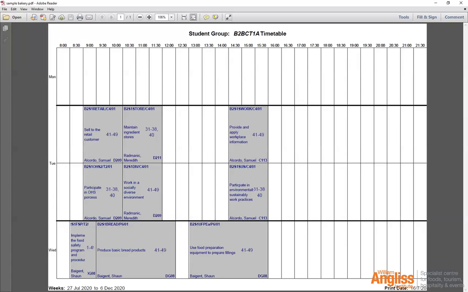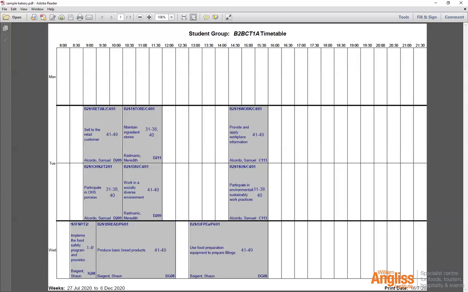When we're looking at the Wednesday, you can see there's 4 hours and 3 hours. These classes are generally practical classes, so you'll need to go to the classroom or the kitchen as such. In this particular example, the room is DG08. You can see you're doing basic bread products with Sean Bajan.